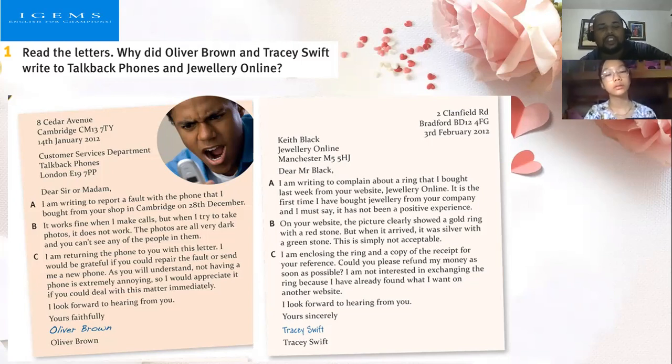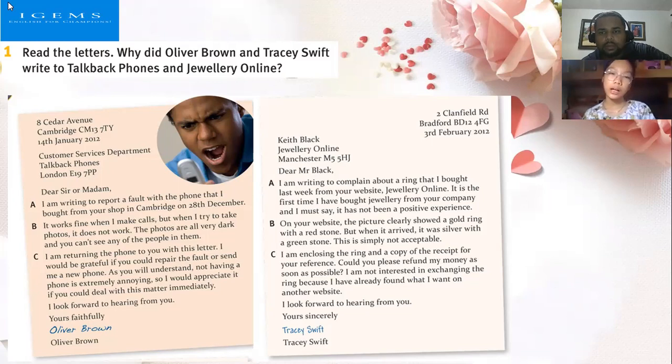Okay. So let's see. This is the first letter that belongs to Mr. Oliver Brown. So now let's continue with the next one. To Clanfield, Bradford, BD12 4FBA, 3rd February 2012. K Black, Jewelry Online, Manchester.